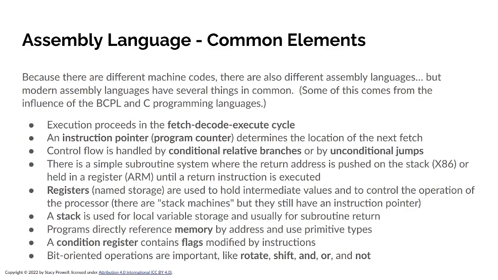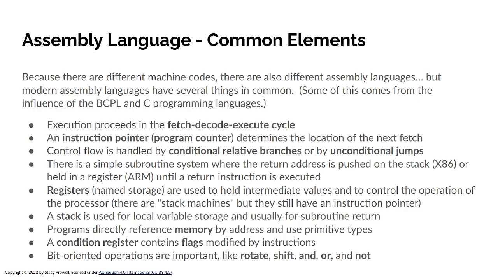That's just how these modern processors work. An instruction pointer or a program counter that determines the location of the next fetch. Control flow being handled by conditional relative branches or by unconditional jumps. That's not true of all modern processors, by the way. Some processors actually let you encode information about conditional jumps in the instruction itself, but we won't worry about that. A simple subroutine system where the return address is usually pushed on the stack or held in a register. So on x86, you will push the return address on the stack. That's the most common way to do it. On ARM, you have a register that holds the return address.